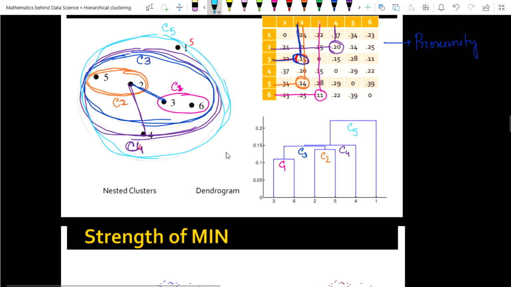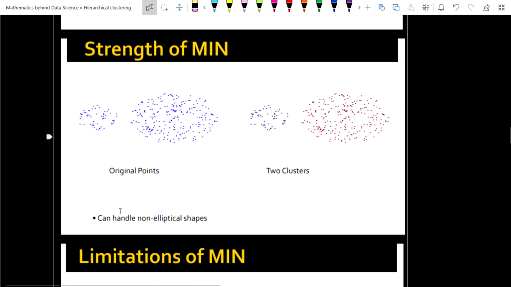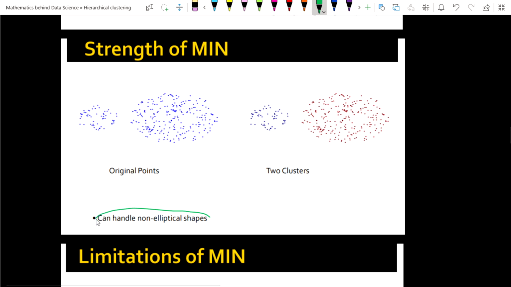Now let's see what kind of range it has. It can handle non-elliptical type structures. Just see this picture. In these pictures, there are two types of non-elliptical shapes, and by simply using the mean concept, it can easily separate them. This is one cluster, and this is the other cluster.